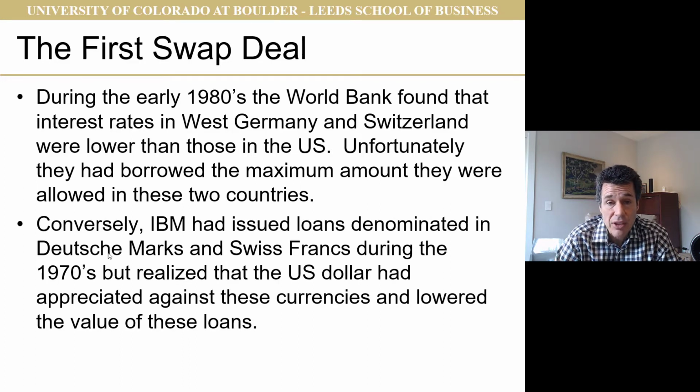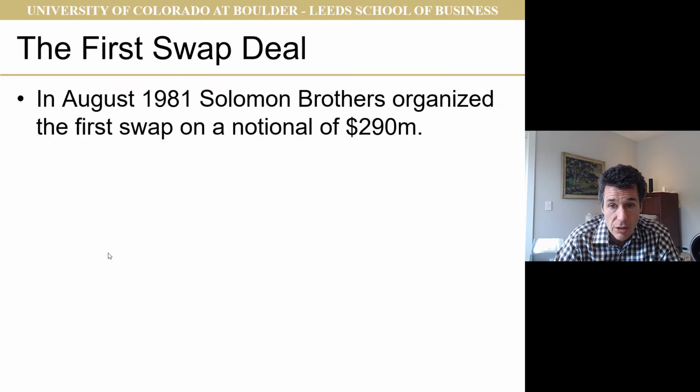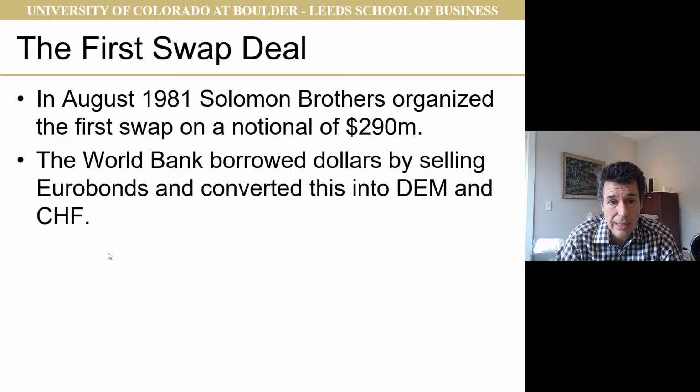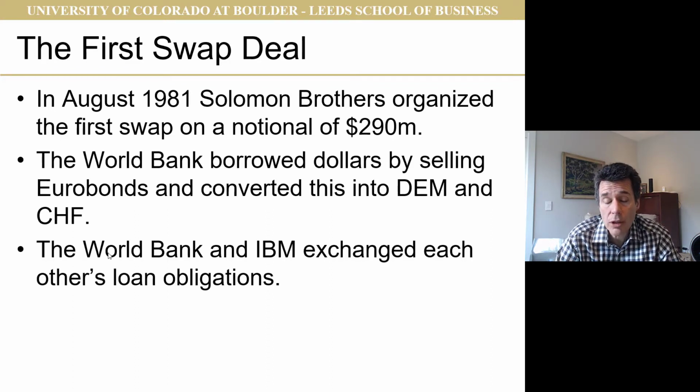Now, IBM at the same time had issued loans in Deutschmarks and Swiss francs during the 1970s, but realizing that the US dollar had appreciated against these currencies and lowered the value of these loans, they wanted to be in dollars. So in 1981, Salomon Brothers, which is now part of Citigroup, organized the first swap on a notional of $290 million. The World Bank borrowed dollars by selling Eurobonds and converted those into Deutschmarks and Swiss francs. So they borrowed dollars, and then the World Bank and IBM exchanged each other's loan obligations.